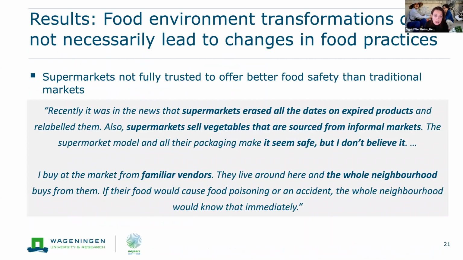So then we wanted to dive in a bit deeper. It looks like the food environment transformation does not necessarily lead to changes in food practices, and particularly the food shopping practices. But there is something underneath here. We wanted to understand why people do not frequent supermarkets more often, and also for a wider assortment. First of all, what we learned is that supermarkets are not fully trusted to offer better food safety than traditional markets. I have some illustrative quotes, and many women had similar quotes.